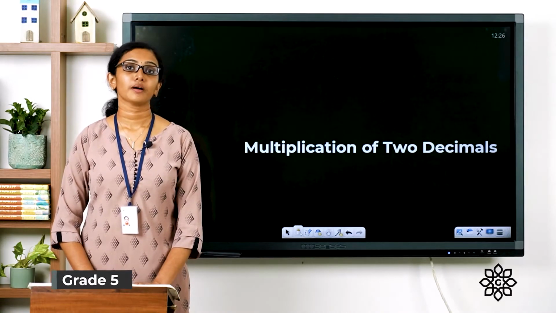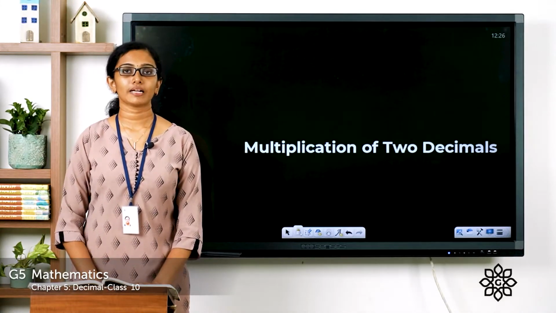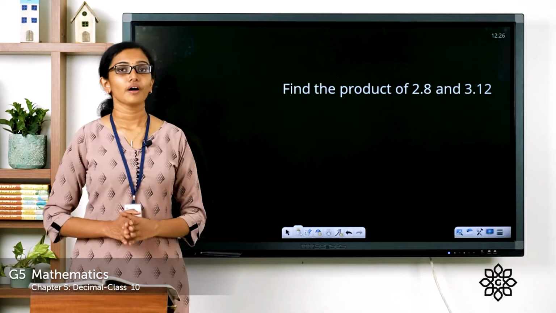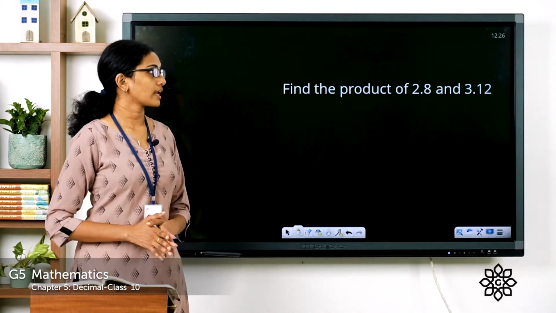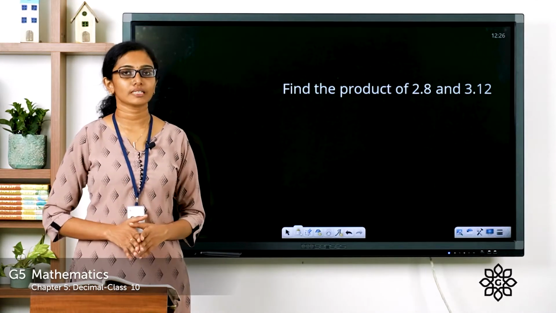We are learning about multiplication of decimals. Today, let's see how we can multiply two decimal numbers. Look at the question given here. Find the product of 2.8 and 3.12. How can we multiply these two decimal numbers?